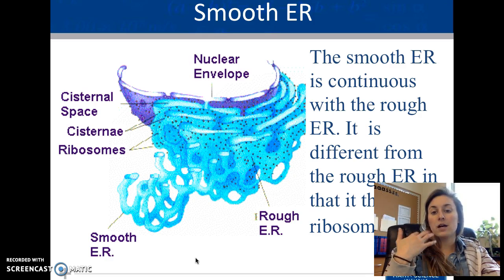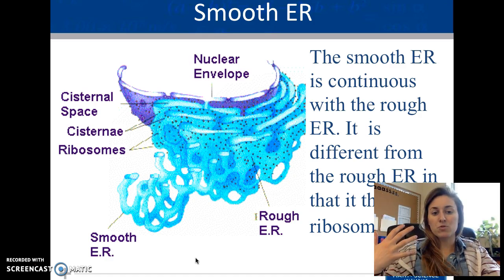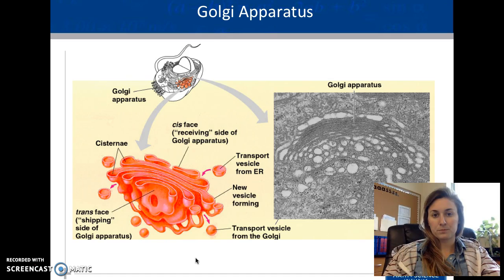The smooth ER is continuous with the rough ER, so it branches off from that. It lacks ribosomes, and what we know now, or hopefully what we remember, is that ribosomes are making those proteins. Probably the rough ER is mostly where the packaging and the labeling happens, if we think about it as sending them somewhere, whereas the smooth ER is more specifically for sending things elsewhere in the cell.